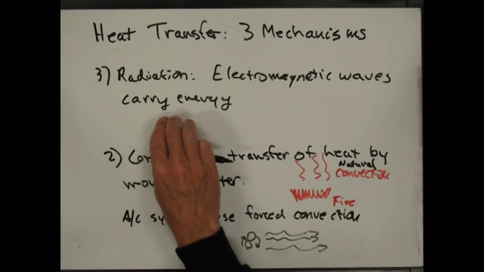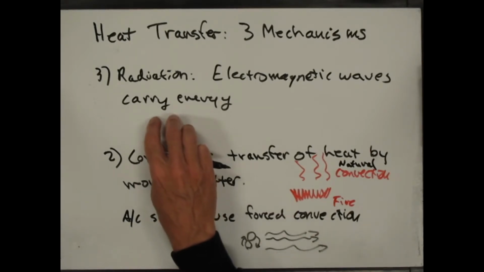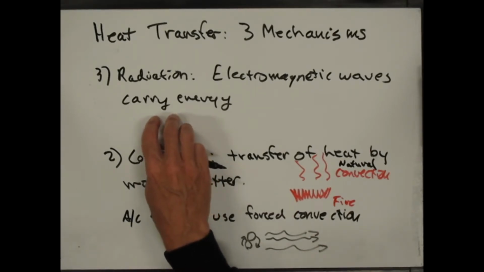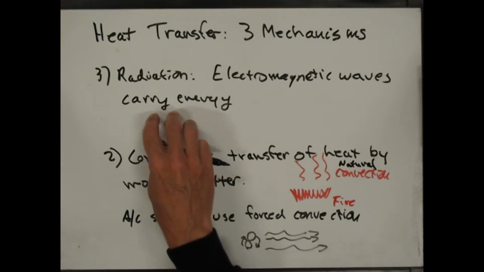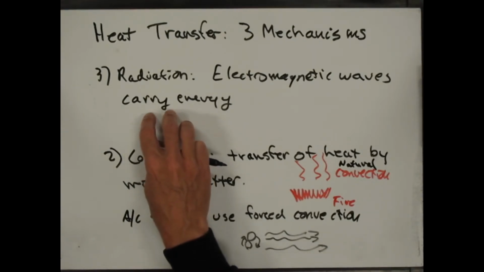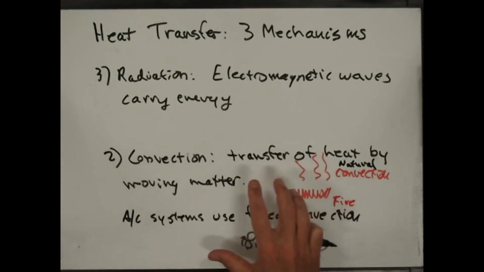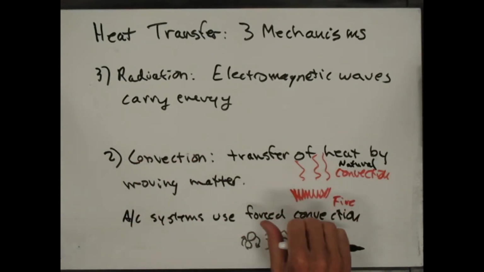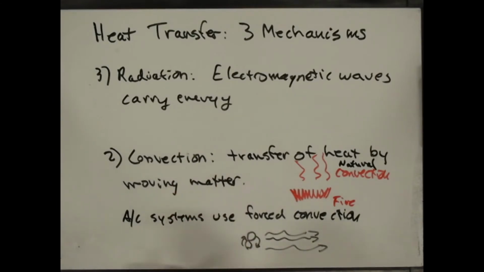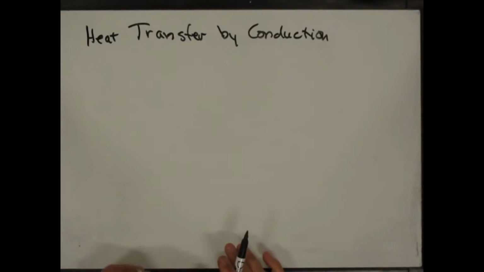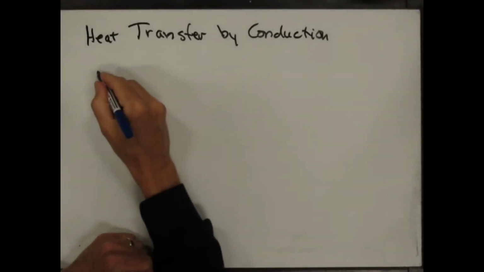Conduction and radiation have fairly easily defined equations that represent the physics. Convection, not so much. So I'll just talk a little bit about convection. We'll spend a little more time on conduction and radiation because the mathematics of them is a little easier to express. So this section is on heat transfer by conduction.